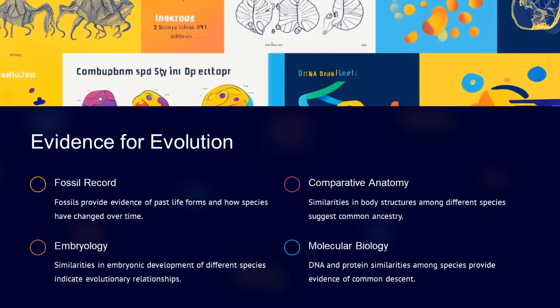Multiple lines of evidence support the theory of evolution. Fossil records show past life forms and their changes over time. Comparative anatomy reveals similarities in body structures among different species. Embryology shows similarities in the embryonic development of different species. Molecular biology provides evidence of common descent through DNA and protein similarities.